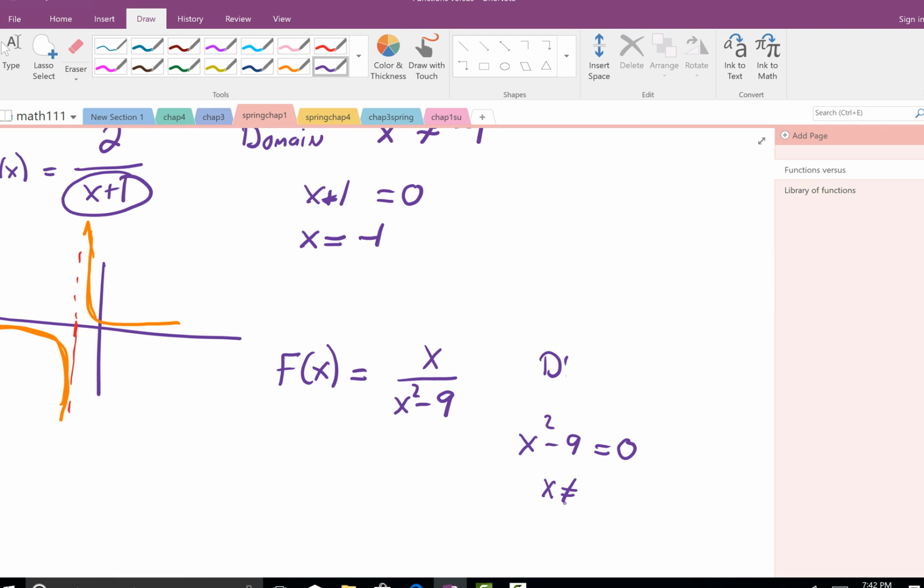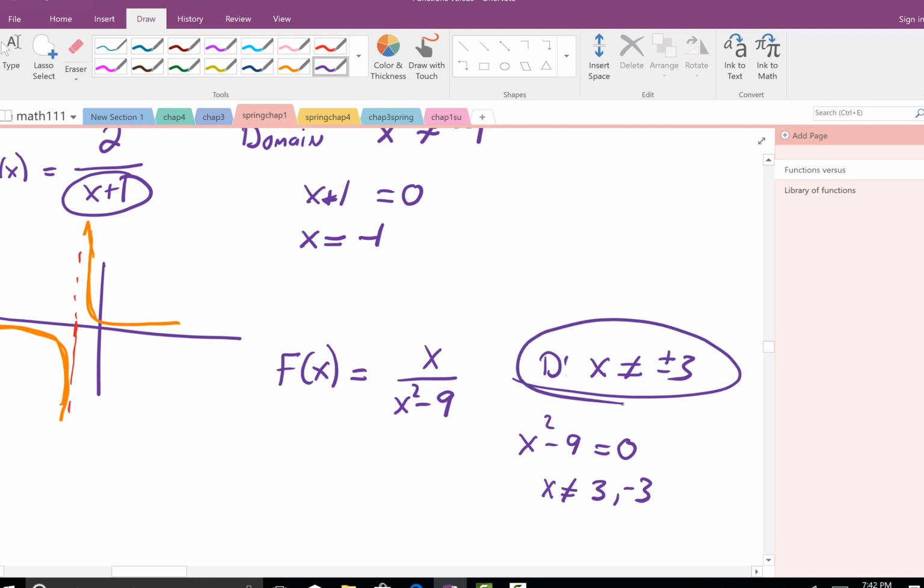Okay, so what can't x be? It also can't be -3, right? Because -3 squared is also 9. So it can't be that either. So in this case, x cannot be plus or minus 3. And if you graph it, let's see, I'm thinking you're going to get maybe something like this, and this should go down to 0. Something like that. I think that's what you're going to get.